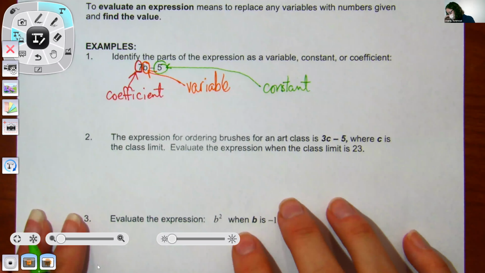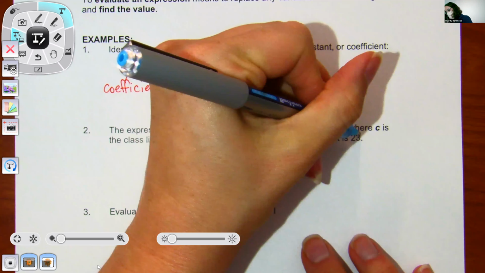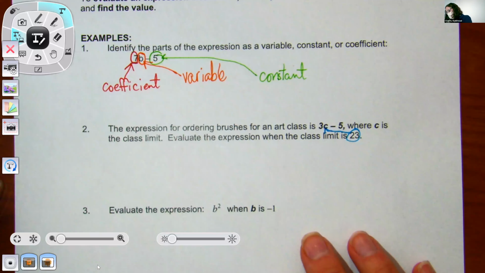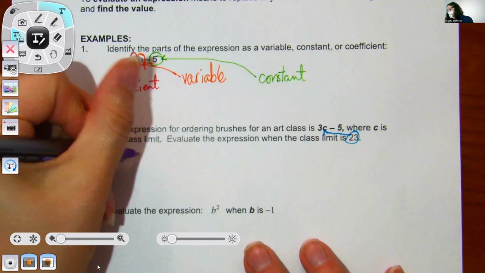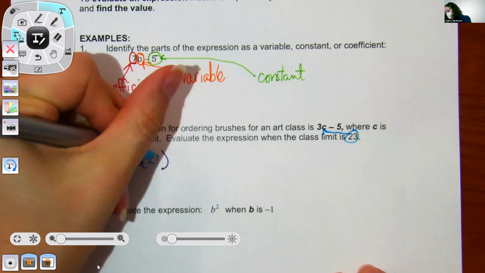So number 2, the expression for ordering brushes for an art class is 3c minus 5, where c is the class limit. Evaluate the expression when the class limit is 23. So that just means we're going to put 23 in place of c. So 3c means 3 times c. So we're going to do 3 times 23 minus 5.